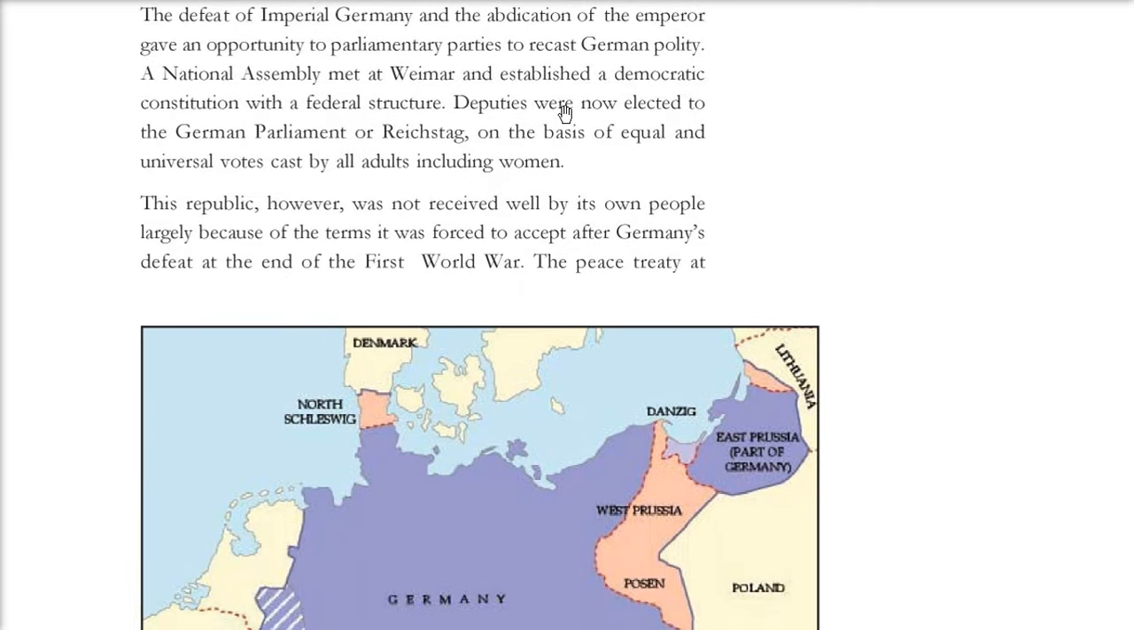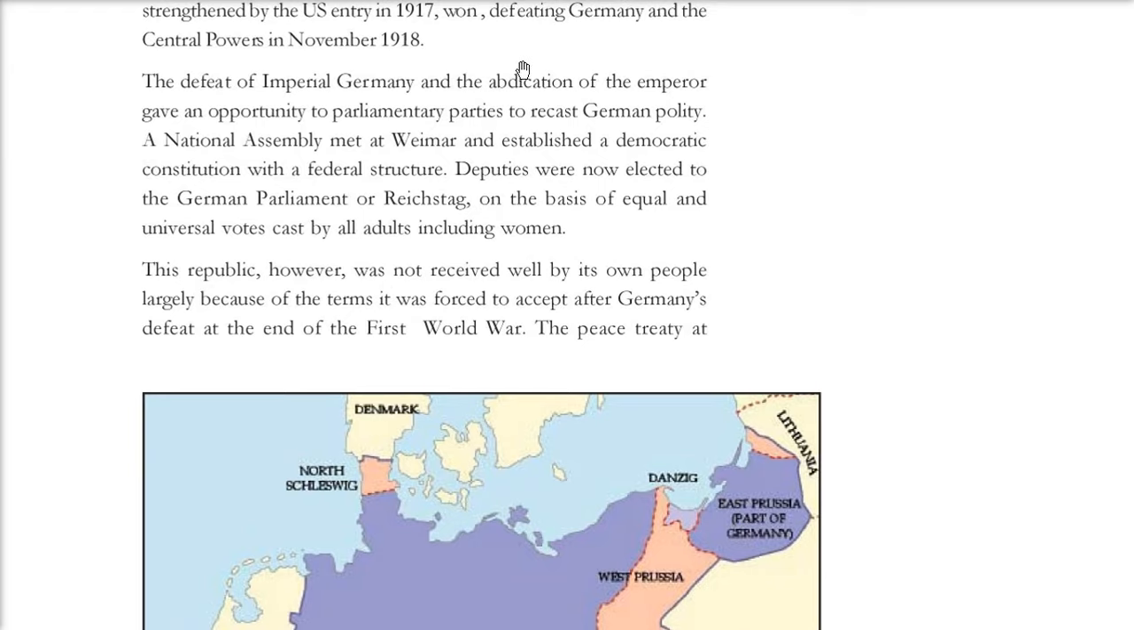Now the deputies were elected properly to the German parliament, or Reichstag. This is also the name of the German parliament, and it was on the basis of voting cast by all adults, including women also. This happened after Germany losing. Then after that this happened.